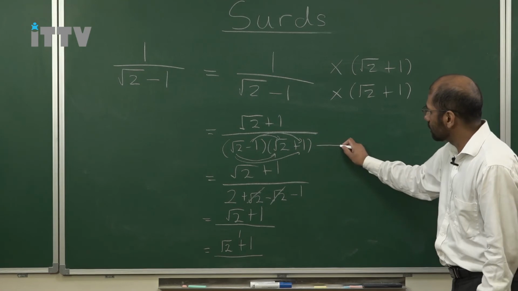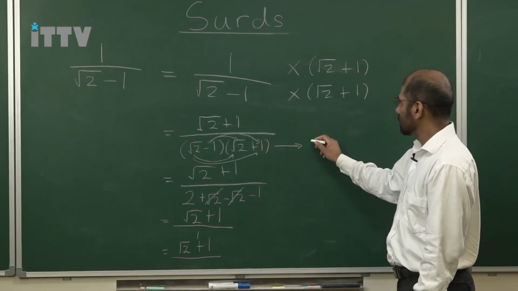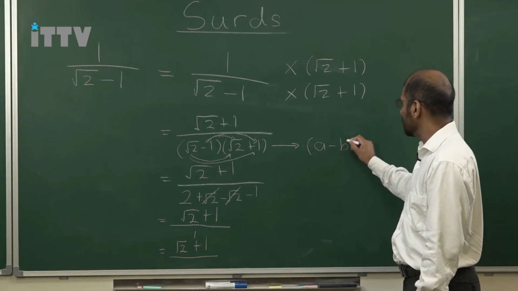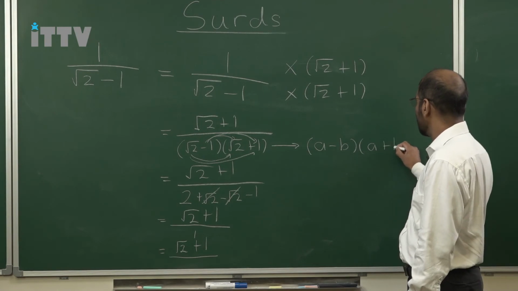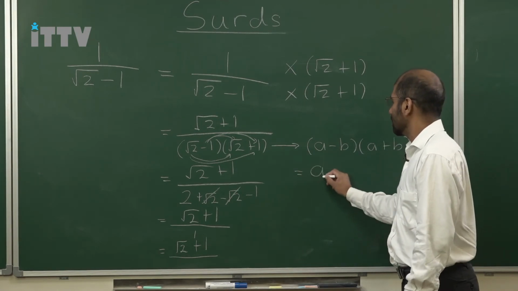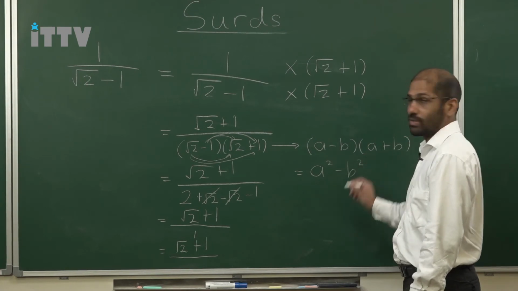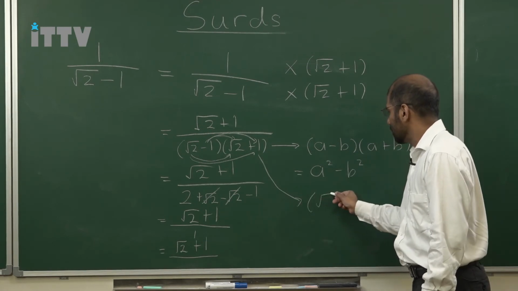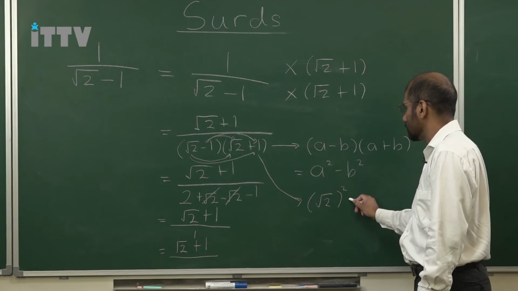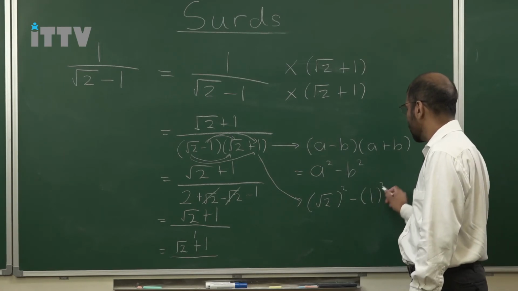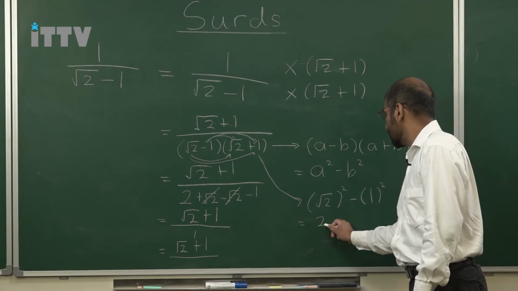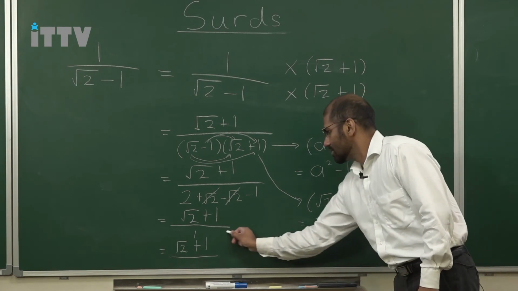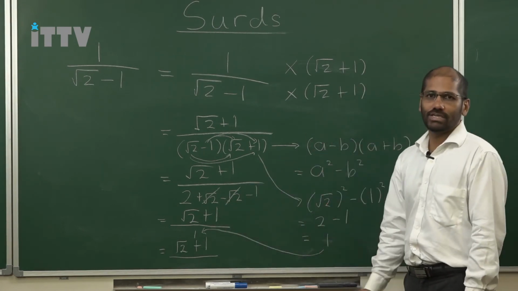Now another way to look at this expression would be using the identity of the algebraic expansion. a minus b times a plus b would give us a squared minus b squared. Hence, by applying that over here, we have square root 2 to the power of 2 minus 1 to the power of 2. So this gives us 2 minus 1, which equals 1, which is the denominator over here.